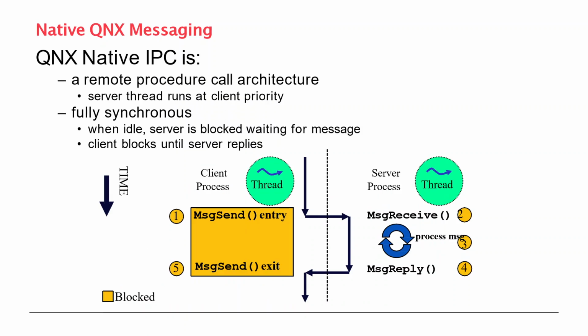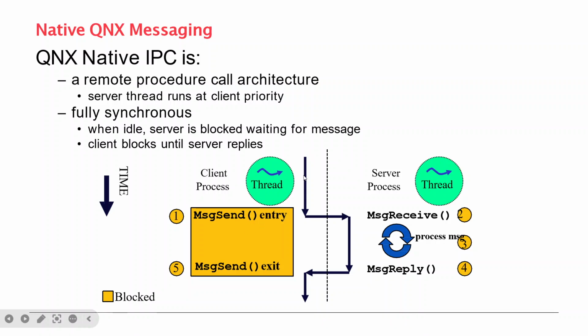Here it is the native IPC. It has a remote procedure call architecture. So we are going to see the fully synchronous process. When it is idle, the server is blocked, that means it's waiting for a message from the client. The client blocks until the server replies. The client waits for the server, and the server waits for the client.